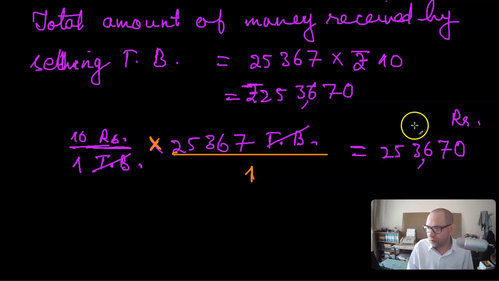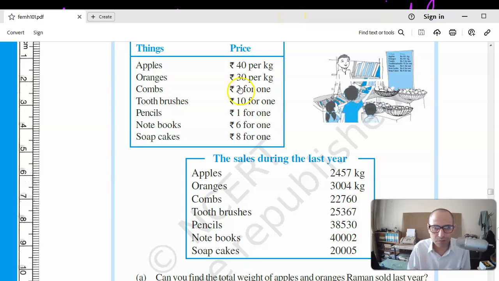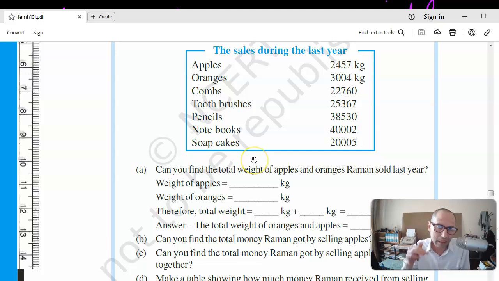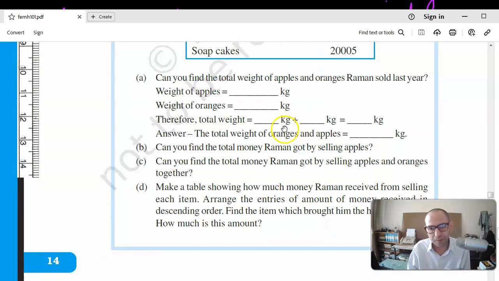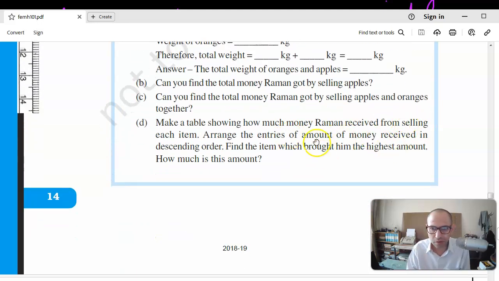And then you have to do the same thing, meaning that the amount of money received for selling this item and all of these items, you have to do them separately. And then put them in a table, meaning you tabulate that he received so much money for so many kilograms of apples, so much for so many kilograms of oranges, so many toothbrushes, pencils, notebooks, and so on and so forth. And then once you have all of the amounts of money received for each item, you can sort them in a descending order. You already know how to do that.